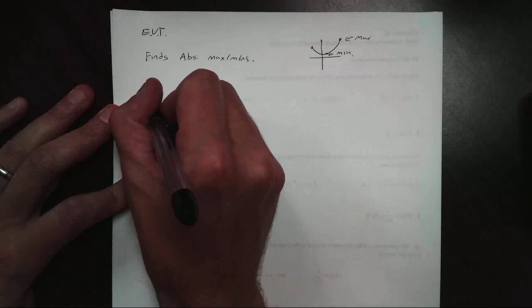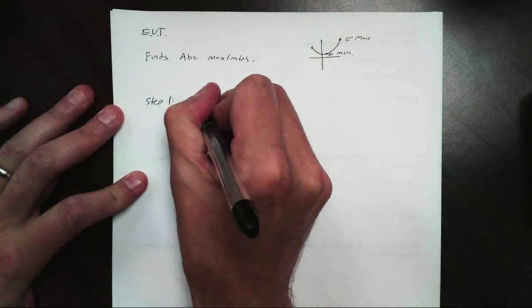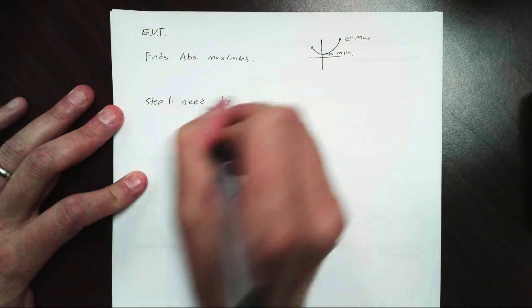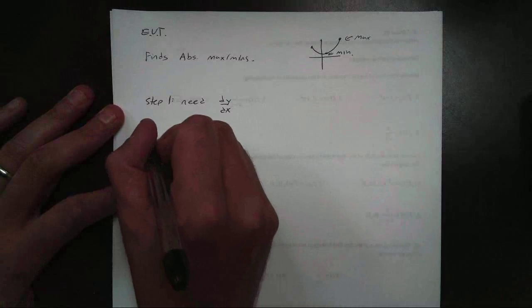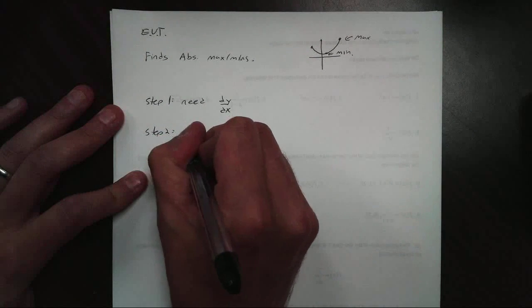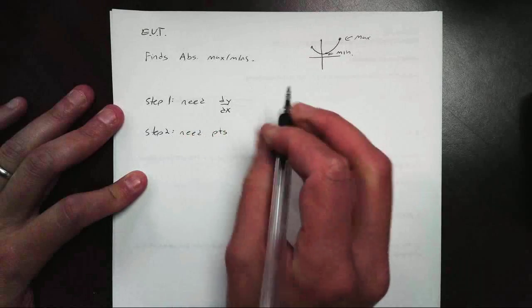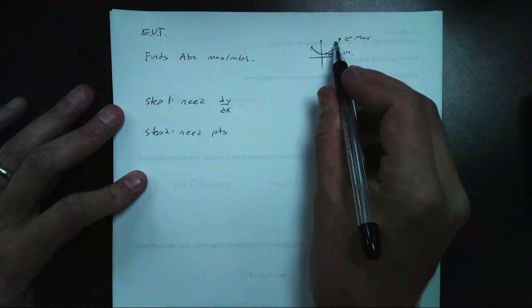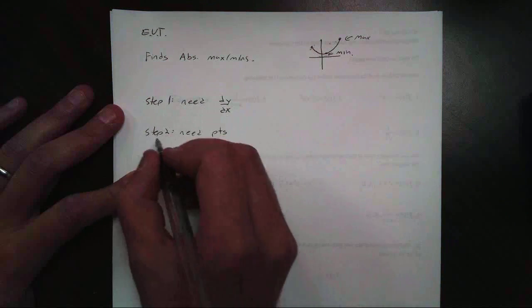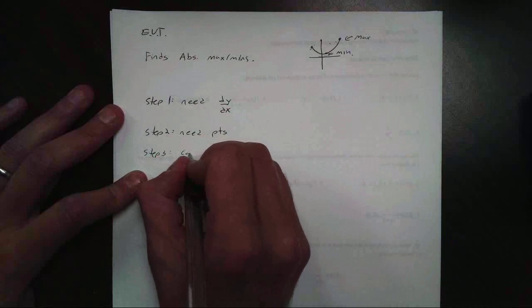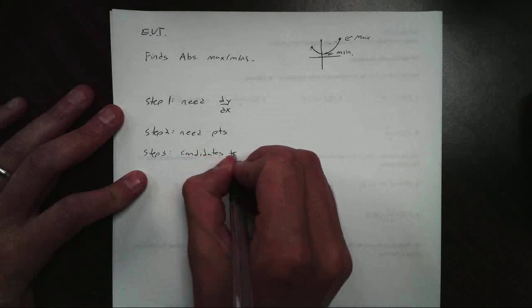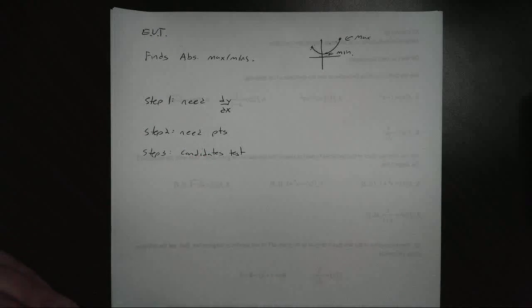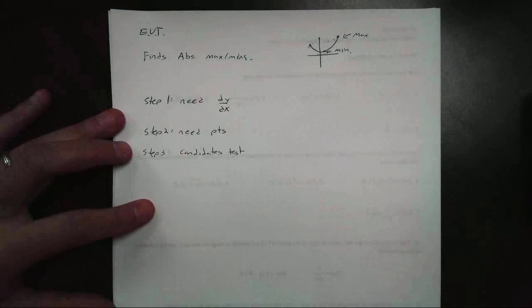Now first we're going to need a few things to find the extreme values. So step one, you need a derivative: dy/dx, f prime of x, whatever you want to call it. Step two, we're going to need endpoints. What's the difference? Well, the derivative will tell me where the slope is going to be 0. But the derivative cannot exist at endpoints, so we need to check the endpoints as well. Step 3, we're going to need something that we call the candidates test. And once we have all three of those, we can find where the absolute max and mins occur.